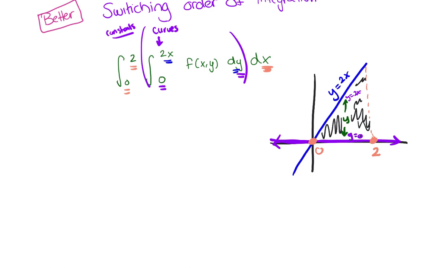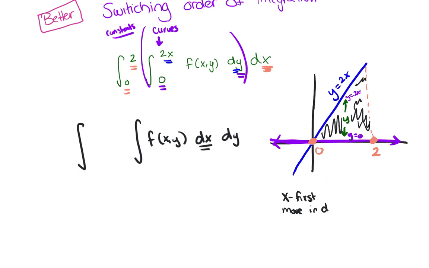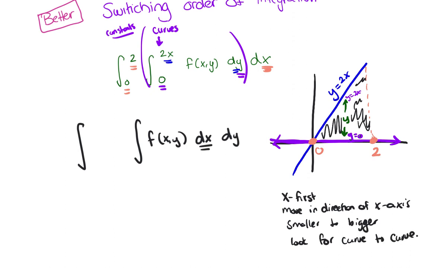So if I want to switch it to the other order, we'll just get our basic setup here. I'm going to do a dx first and then a dy. The function stays exactly the same. And so now I want to do x first. So I want to move in the direction of the x-axis from smaller values to bigger. And then I'm going to look for the innermost thing, the curve that you start with and the curve that you end with.